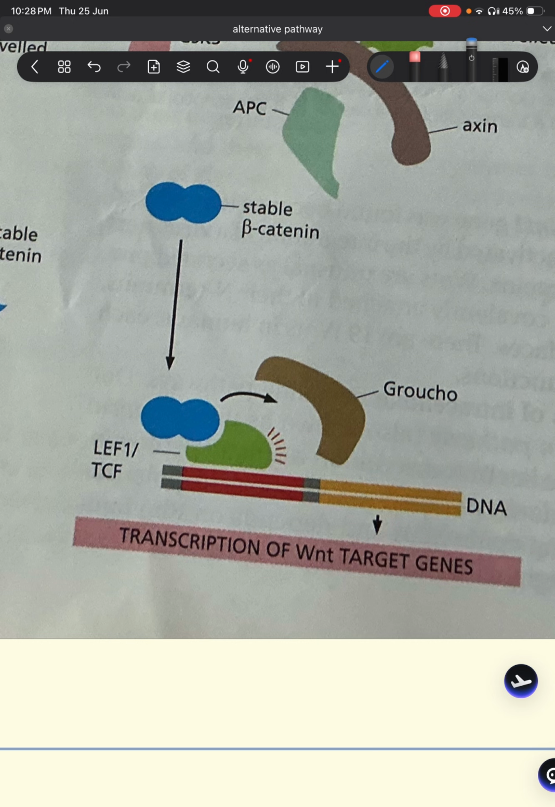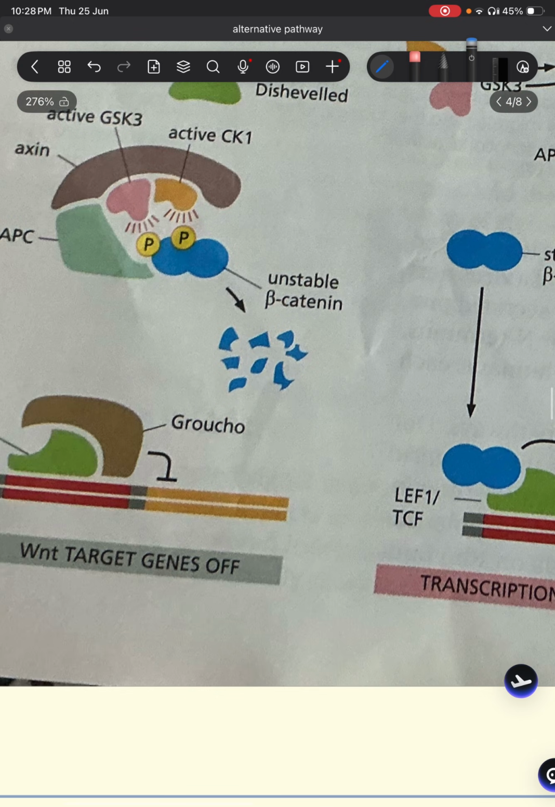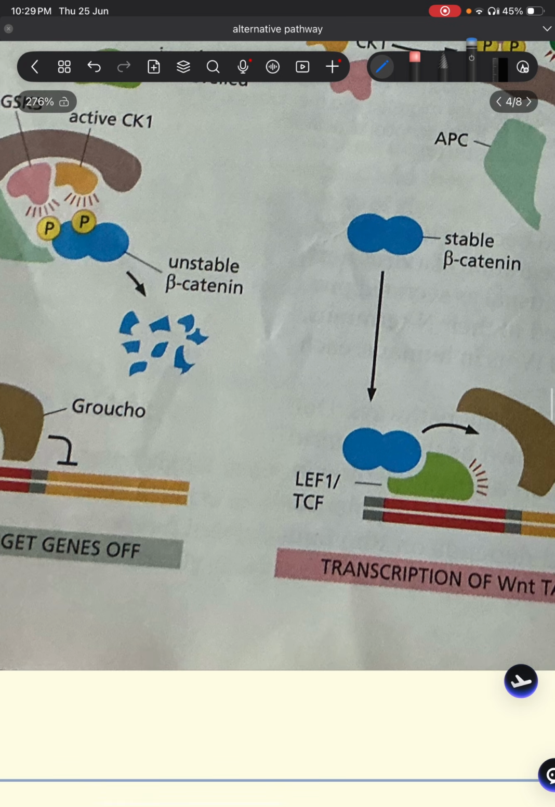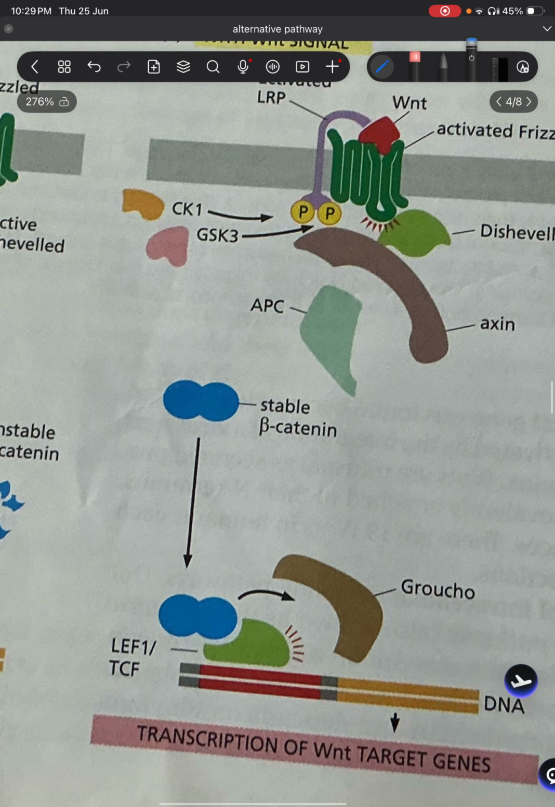So somehow it's very similar to Notch, right? However, there is a complex in here. In Notch, there was the Notch tail, and it was only due to cleavage 2 and cleavage 3, right? So now why are we calling it Wnt? Where is Wnt? It's the signal that we will discuss now.